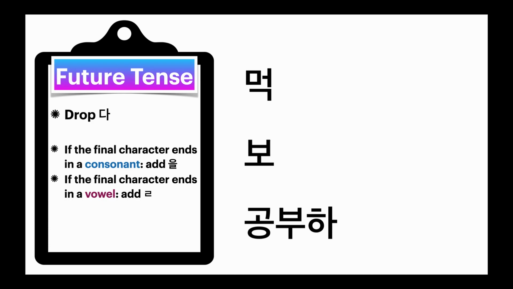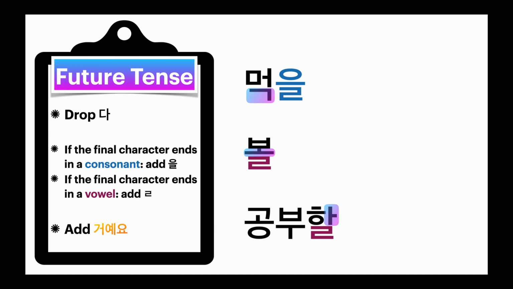Right now we've currently got a consonant, vowel, and vowel. So, 먹, we will add 을: 먹을. 보, we will add ㄹ. And notice that ㄹ goes underneath and becomes the final consonant. And similarly, 공부하 becomes 공부할. And the final step for future tense is to add 거예요.